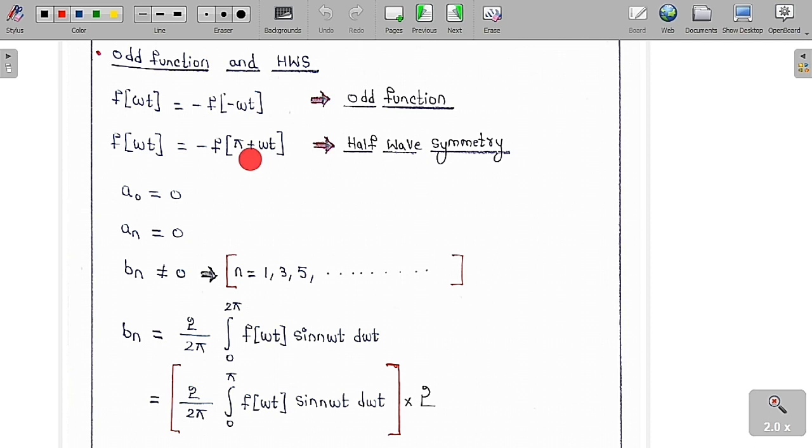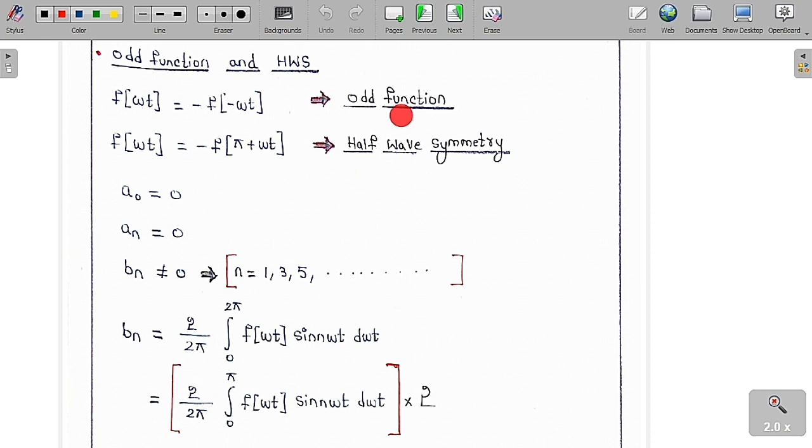Similarly, half wave symmetry means f of theta is equal to minus of f of pi plus theta, or pi minus theta. This means that if you delay or advance a given function by pi and take the negative of that, and it is equal to the original function, then we can say it has half wave symmetry. So f of theta is equal to minus of f of pi plus or minus theta. Then this function is said to satisfy the property called half wave symmetry. So a function may satisfy both properties: odd function and half wave symmetry.